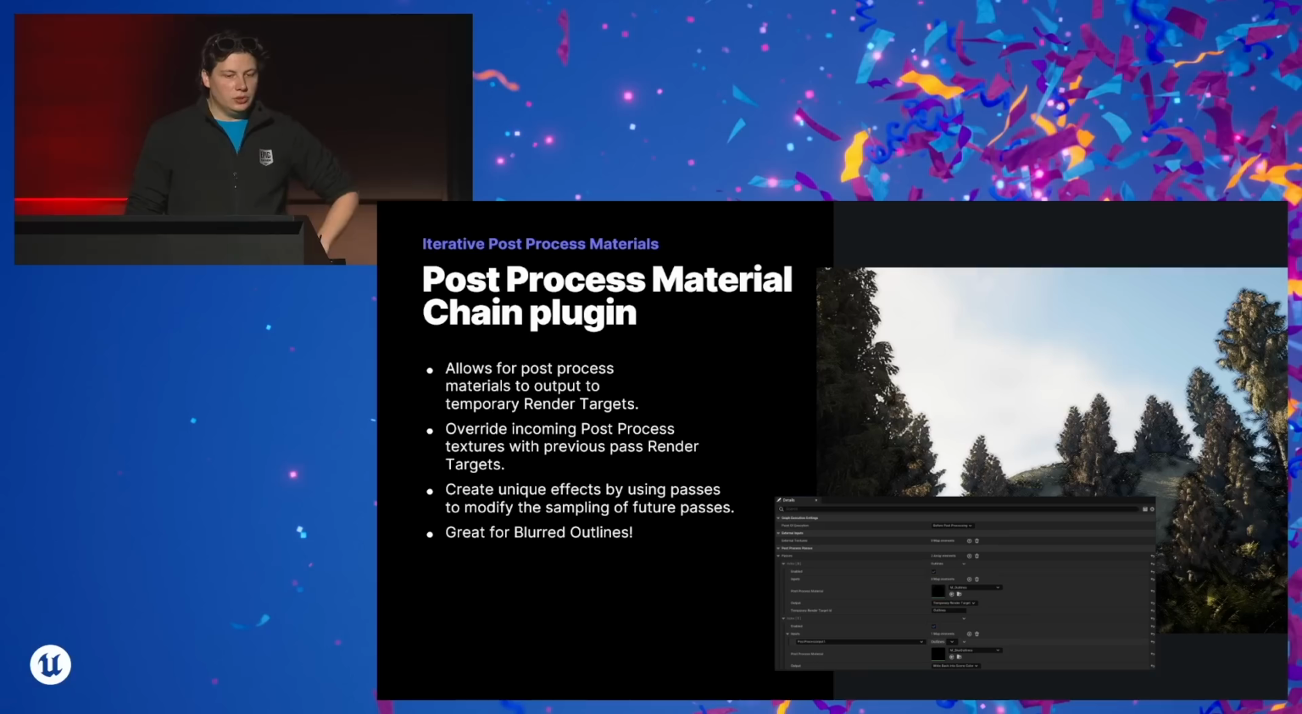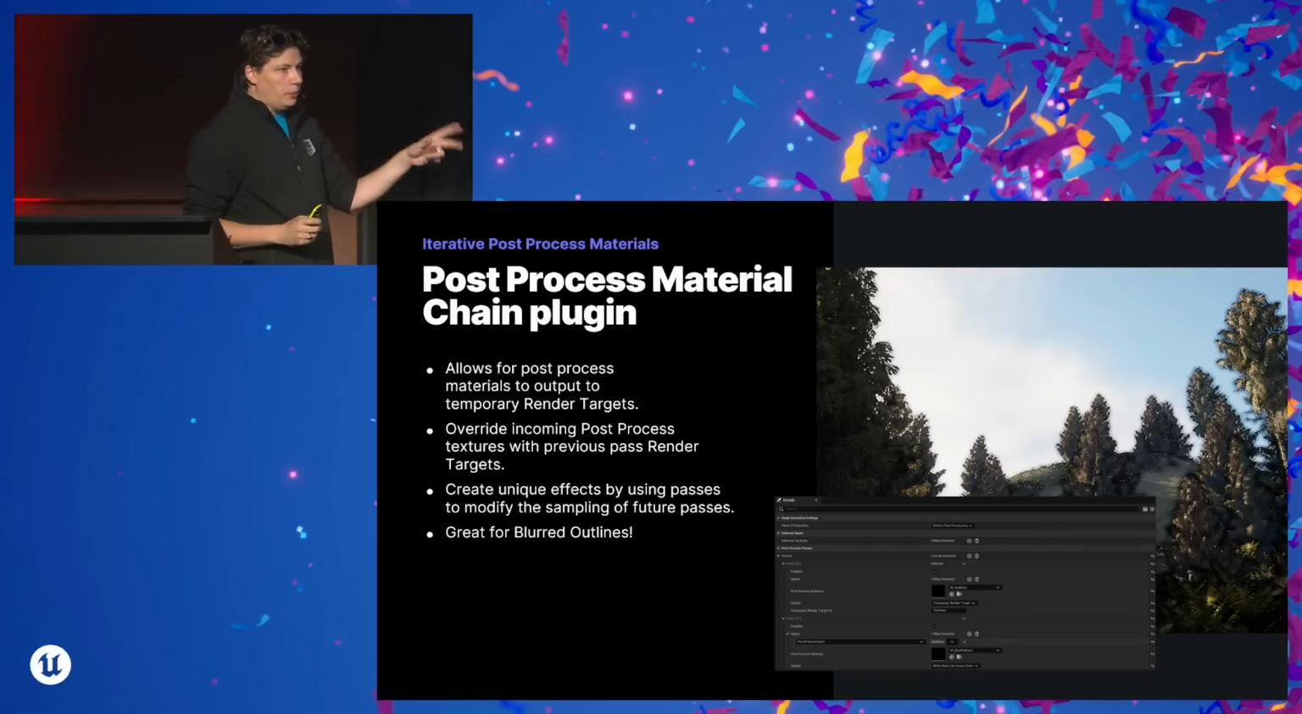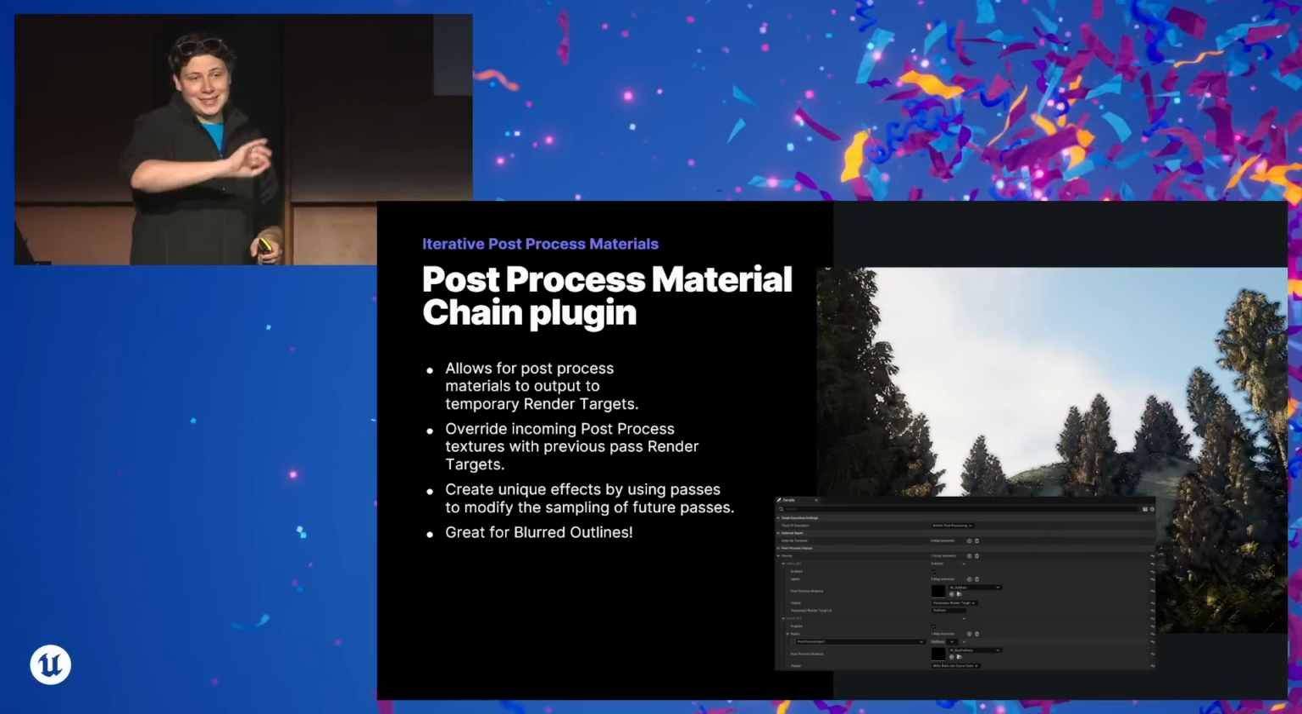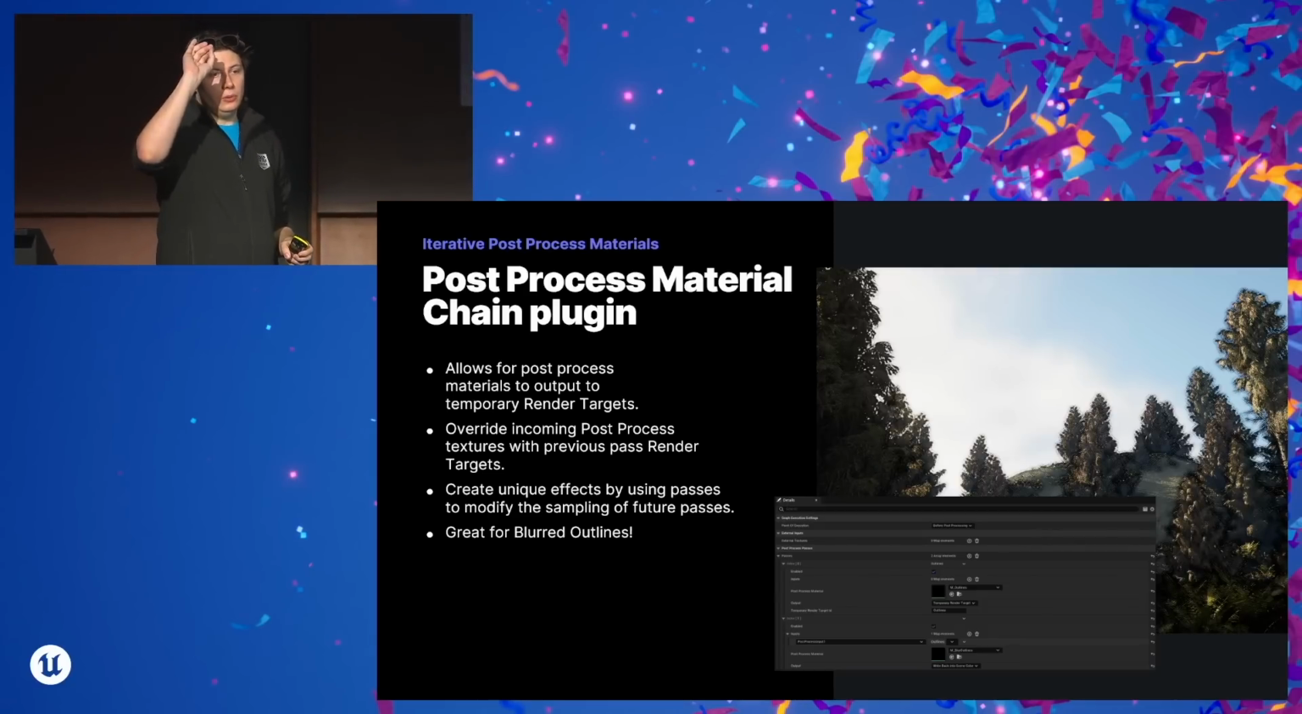We're almost at the end, just a couple left. Post-process material chain plugin came in 5.4. So this is really cool because you can run a post-process, but instead of outputting to the scene, you can actually output to a render target and then create another post-process that takes the previous post-process's render target as like post-process input 1 or post-process input 2 textures.